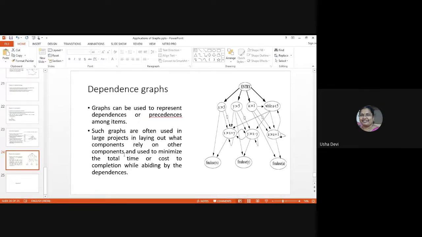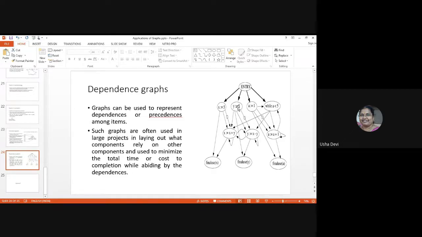Similarly, it is used to minimize the total time or cost for completion. For that we make use of this dependence graph, and you can decide how much time is required to complete a particular project. There are lots of teams. If one team is completed, then alone it goes to the next team. Sometimes two teams can act parallelly. In such case, the total time and cost could be reduced, so that dependency has to be taken care of.